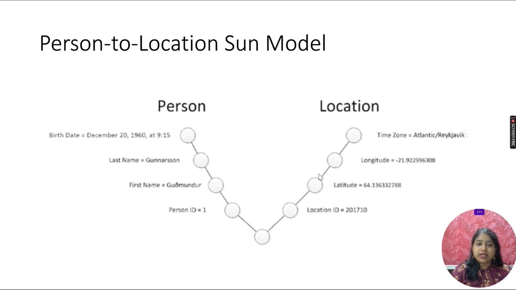Then the person connected to the location. So in the person to location Sun model, the person is connected to a particular location. The location will have the location ID, latitude, longitude, and the time zone in which the data was collected.